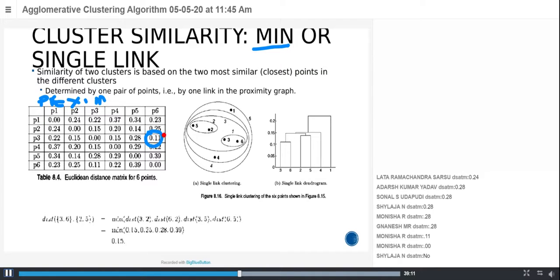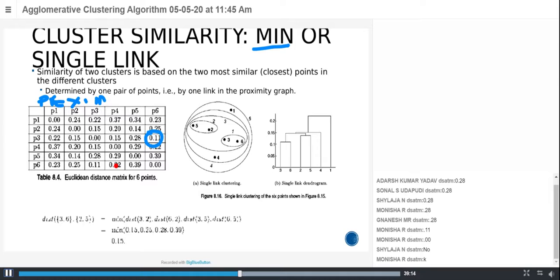Once you look at our proximity matrix, you can easily see that 0.11 is the minimum distance between any two points. It is the distance between P6 and P3. So that's why I'm going to form the first cluster between P3 and P6. Have you got this? The first cluster is formed between P3 and P6.